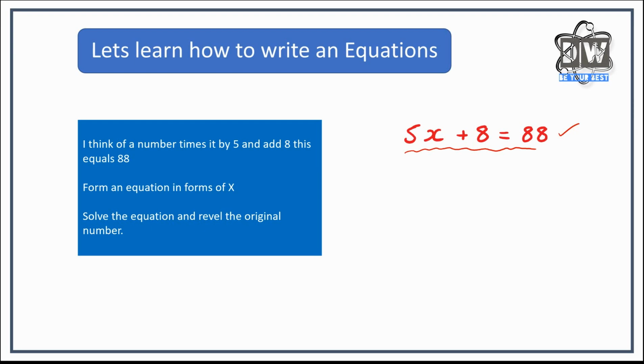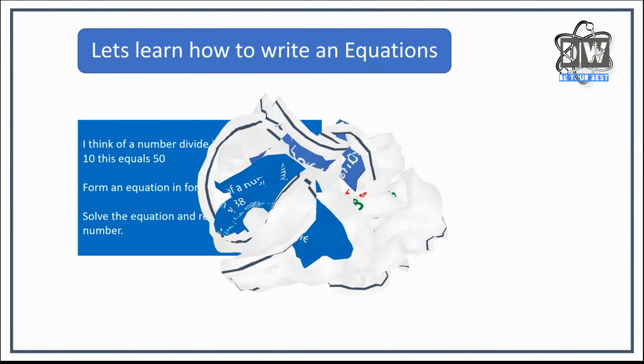Now this is just a normal equation, so we're going to do the opposite of each side as we go. The first thing is we're going to take away 8 from both sides, which leaves us with 5x equals 80. Divide both sides by 5, and we end up with x equaling 16. Hopefully you found those very, very simple. The next ones are a little bit more difficult, but in reality, you're just using the exact same format. So let's have a look at the next question.